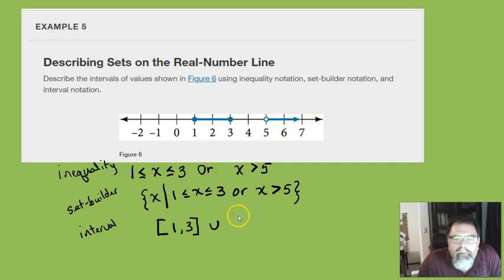And then this interval, again, we're starting at 5 and we're going on forever. So that would be from 5 with a parenthesis, because we're not including 5. Go on to infinity. And again, infinity always use parentheses. I know you heard me say that about 5 or 6 times, so you'll hear me say it a bunch.